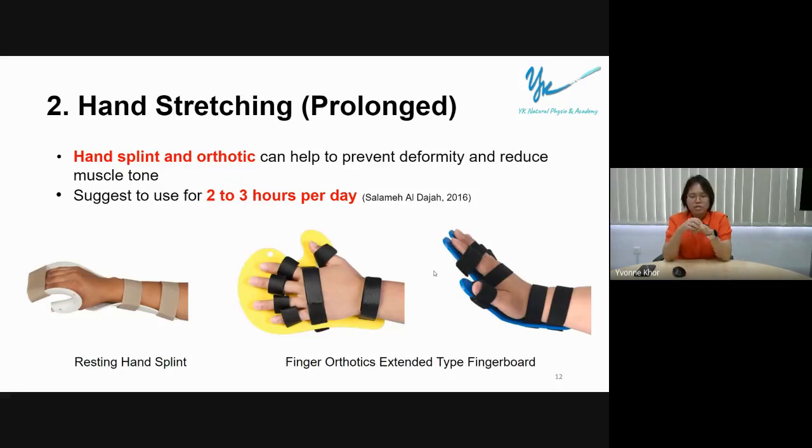This is also proven by one of the studies from 2016. So for those patients who wear a splint, you cannot have them wear it for many hours per day. It's suggested to wear it for 2 to 3 hours. This is already enough to help reduce the spasticity, and you can plan another exercise or other functional movement training after the 2-hour splint. Okay, this is hand prolonged stretching.